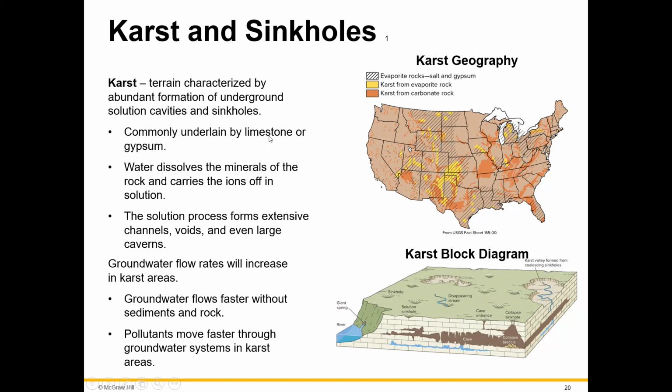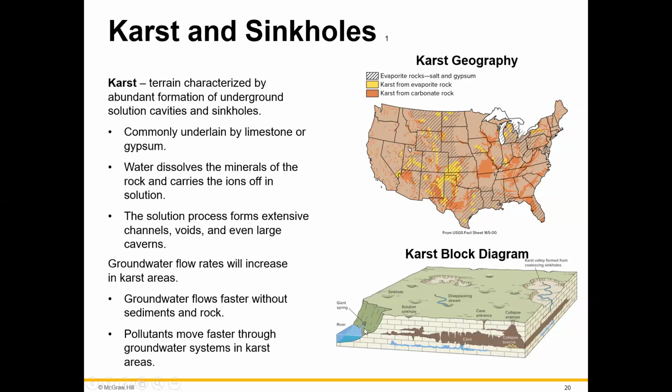So karst is commonly underlain by limestone or gypsum. Water dissolves the minerals of the rock and carries the ions off in solution. The solution process forms extensive channels, voids, and even large caverns. Groundwater rates will increase in karst areas because instead of trickling through tiny little itty bitty pore spaces, now it can trickle through entire cave systems with nothing really holding it back. And because of that, pollutants are going to move much faster through areas with karst. So, yay us.